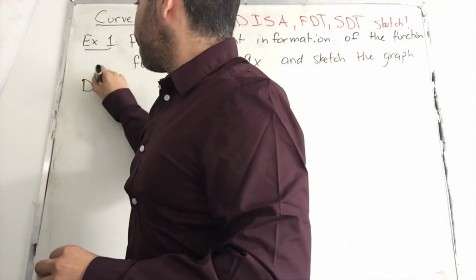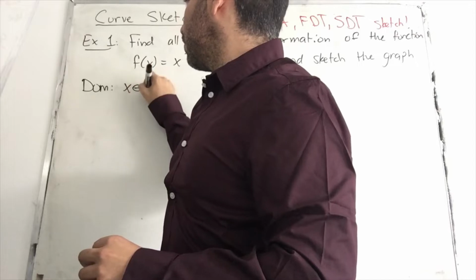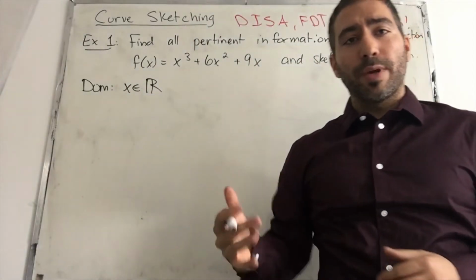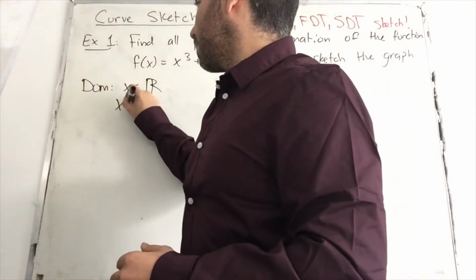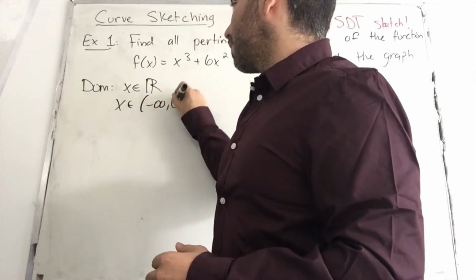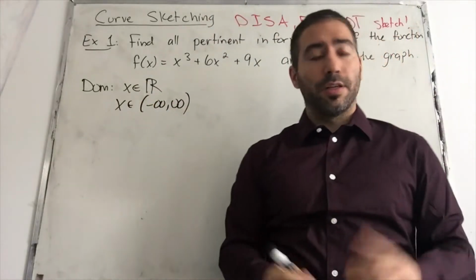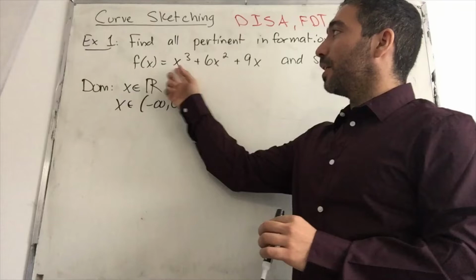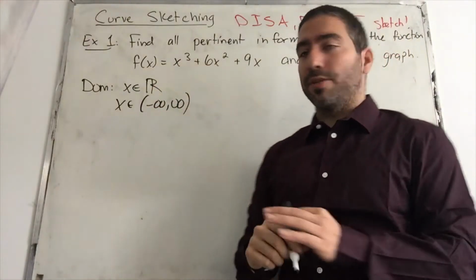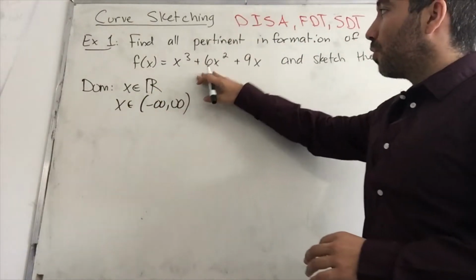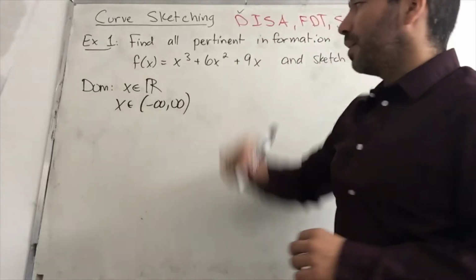So the domain: x belongs to the real numbers. Another way you could write it is that x is an element of negative infinity to positive infinity. Both these notations are fine. So the domain is done. You could plug in essentially any x value here and there won't be any issues. Polynomial functions are well behaved. That's the domain, that's done.